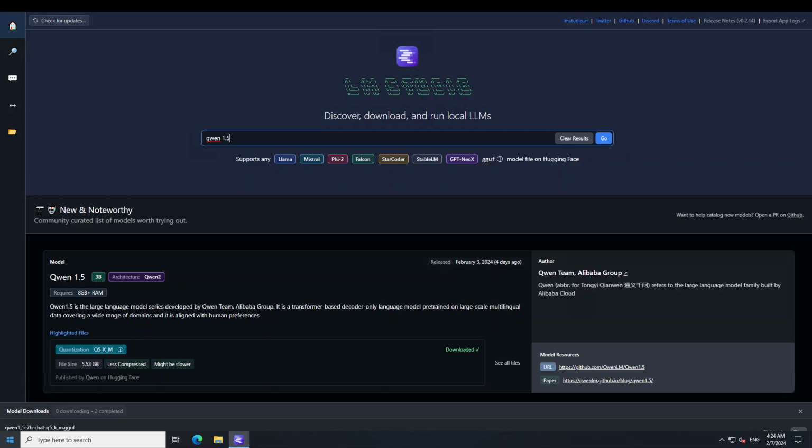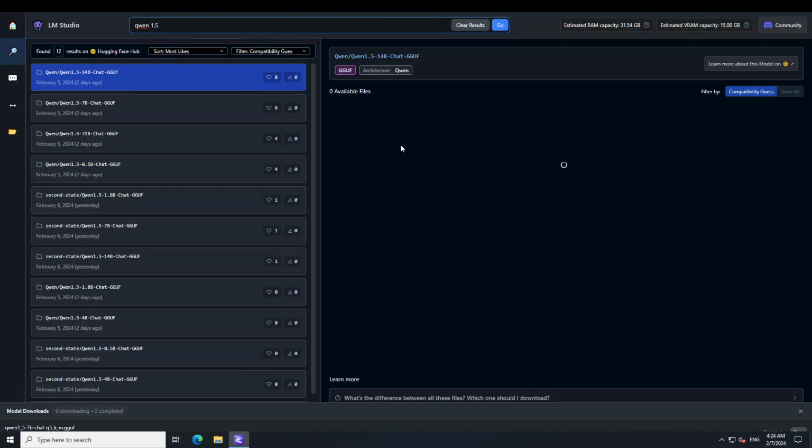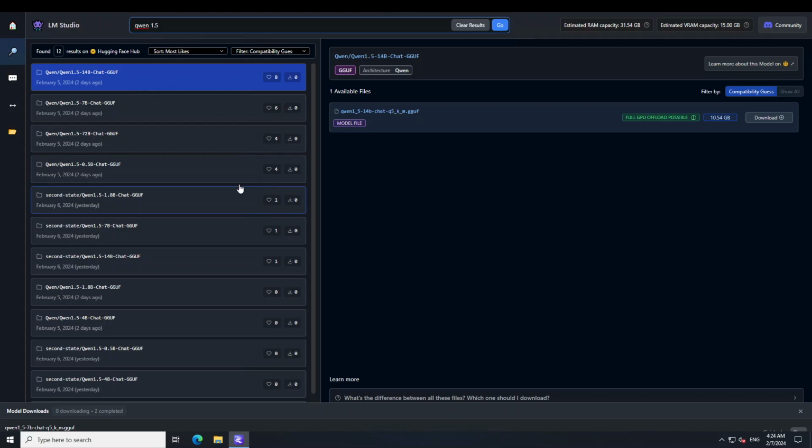So as I said, this is my LM Studio, and launch it if you haven't already. Then on the home page, just type Qwen 1.5, press enter. The good thing is that Qwen and Alibaba have already provided us a lot of quantized versions, and you can select in 14 billion, 7 billion, 72 billion too. I just have downloaded this 7 billion one, as you can see on the right.